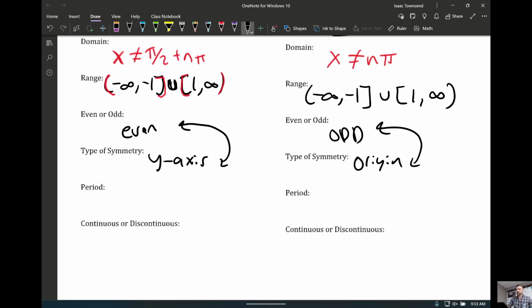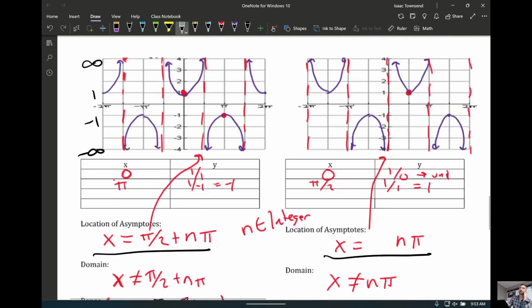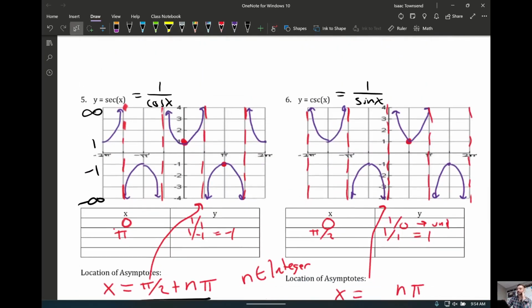Okay, the continuous versus discontinuous. These are obviously discontinuous. It's got asymptotes all over the place, lots of breaks in the graph. The continuous versus discontinuous is not too important for pre-calculus, but continuous and continuity is a very big deal in calculus. And then period. If we know what the graphs look like, then we can go up here and measure.